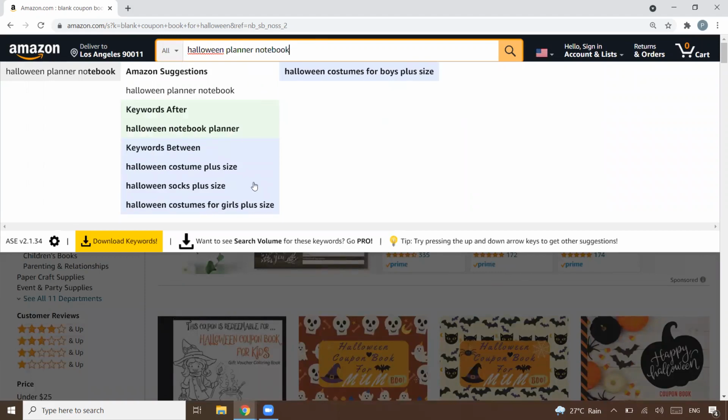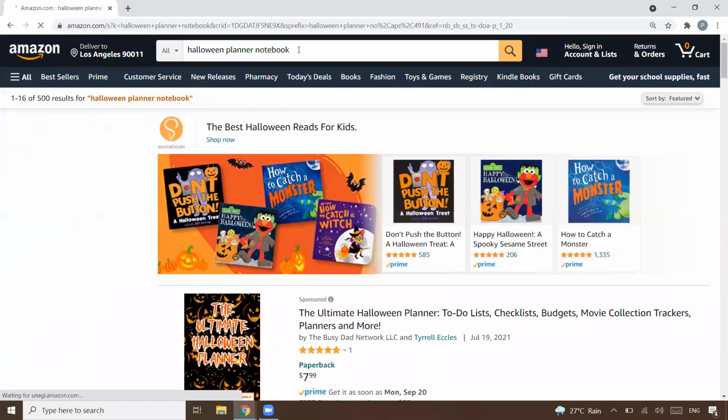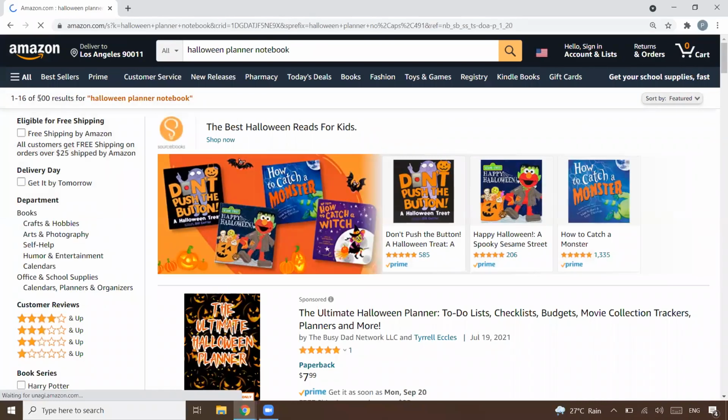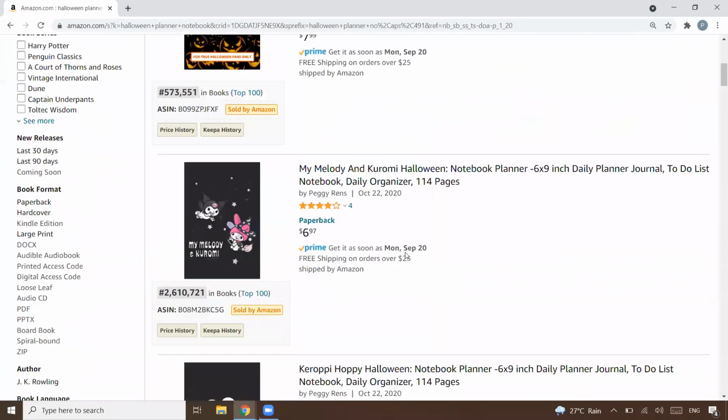By the way, this is another plugin that I have added, so because of that I'm getting some additional suggestions from Amazon. But by default, you will get the suggestions from Amazon even if you don't have this plugin. These are just the additional keywords that it is showing. Okay, Halloween planner notebook, and if you take a look at it, it has just 500 results. So this is also a very good category.